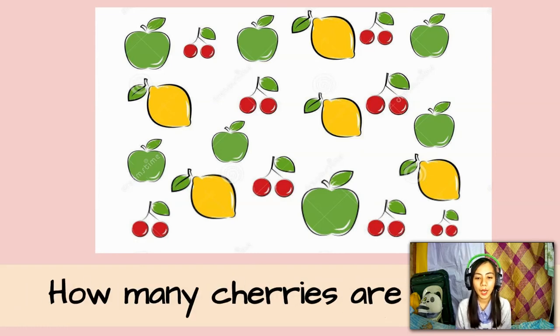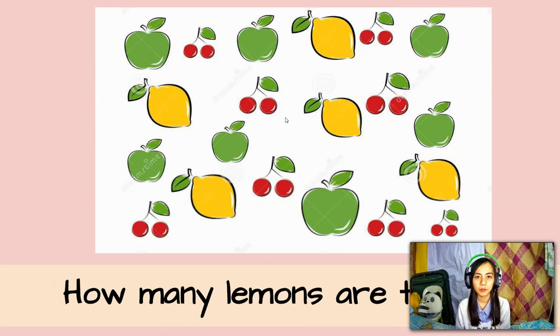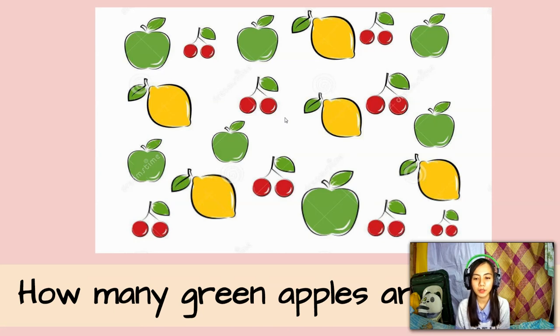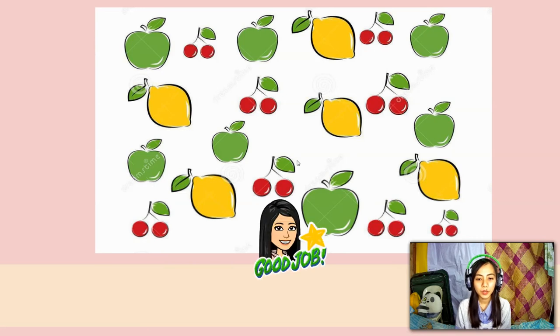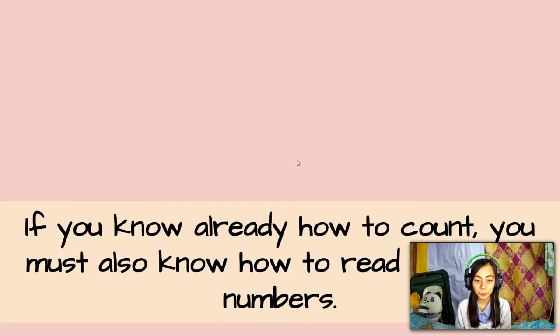Now, how about this one? How many cherries are there in the picture? Very good. There are 8 cherries in the picture. How about the lemons? Good job. There are 5 lemons in the picture. And lastly, how many green apples are there? Very good. There are 7 green apples. Now, let's move on to our next activity.